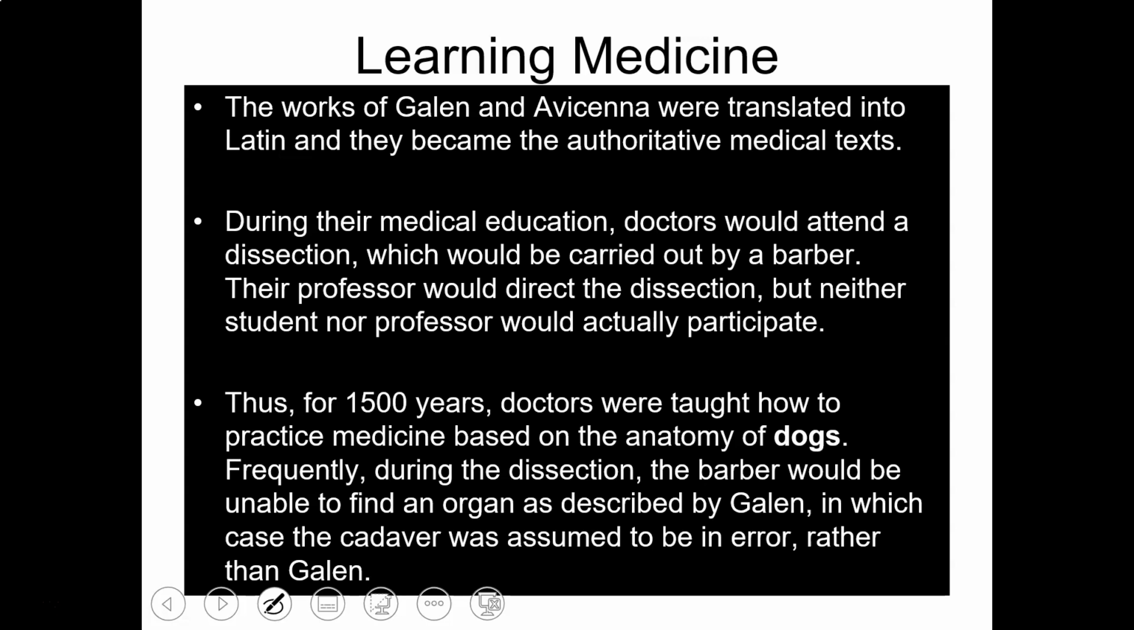What was killer was that frequently during these dissections carried out by barbers, the barber would not be able to find an organ that Galen described in his Dog People Anatomy book. If that happened, the professor would explain why something was wrong with the cadaver. Because who are you to challenge Galen? Galen wrote the book. There must be something wrong with the cadaver. Maybe that's why he's dead. Or the barber screwed up. You stupid barber. But it couldn't be something wrong with Galen.